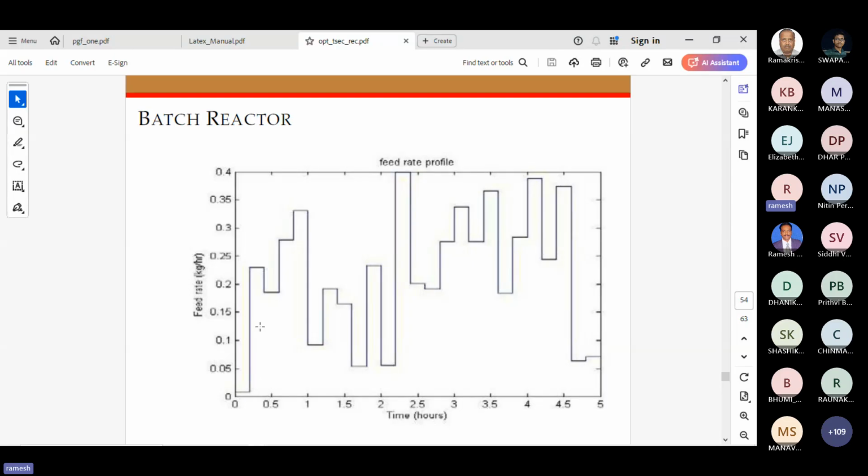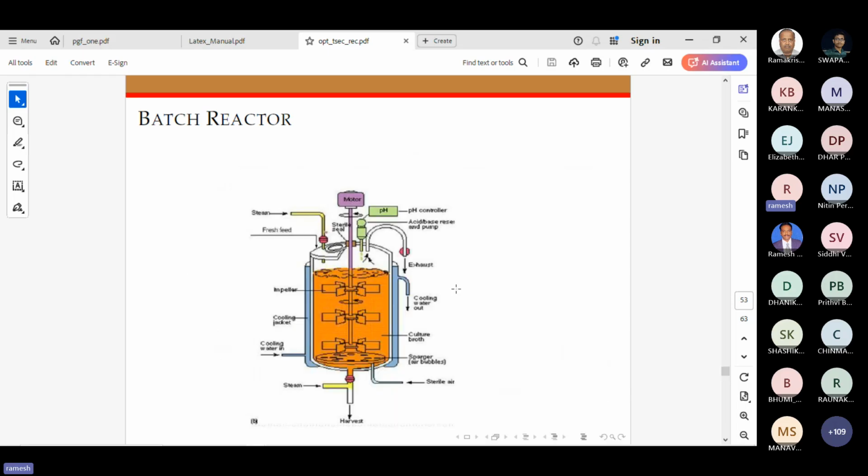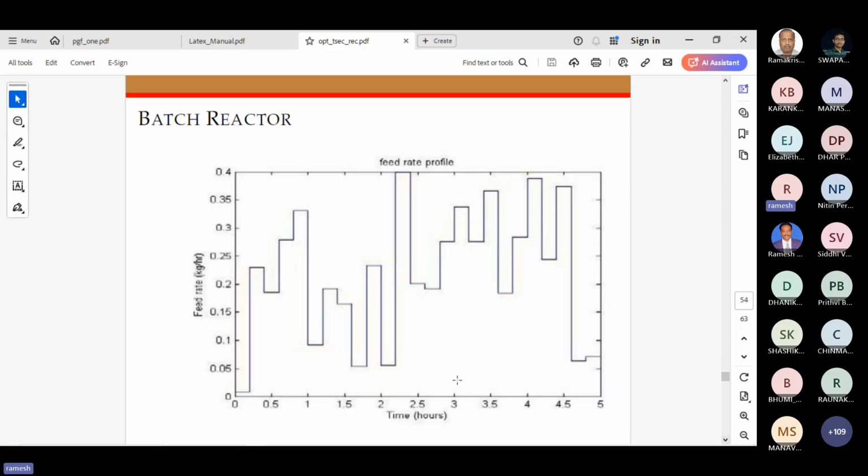For each segment, you need one variable. So there are so many variables here, 20 or 25 variables, I think. For each segment, you have to assume some flow rate, and the combination of all these segments gives you one profile. This one profile will be fed into the reactor, and the reactions are simulated to give you the product. That gives you one fitness function. Then you have to use another profile.